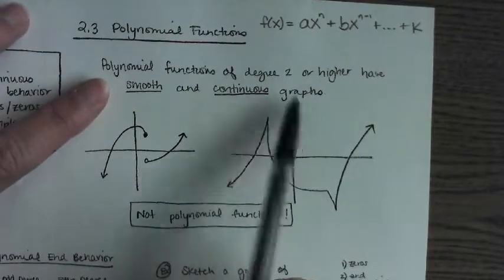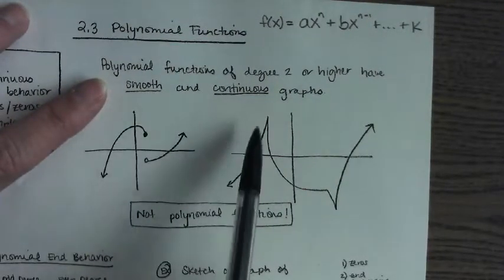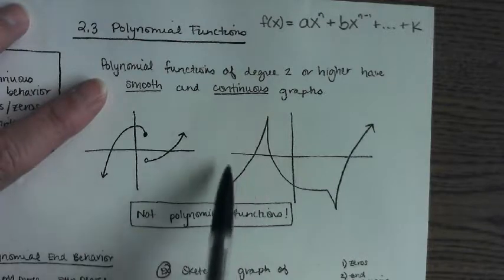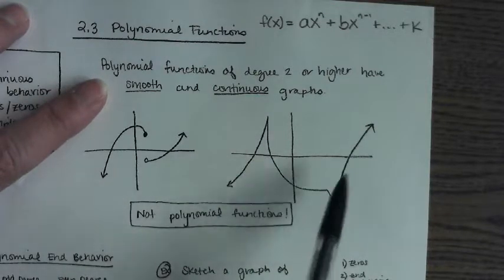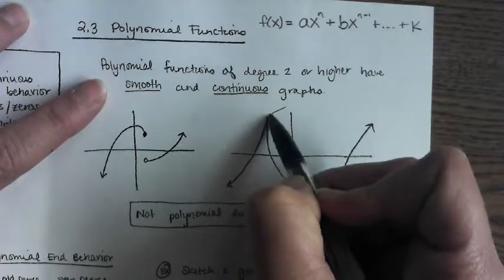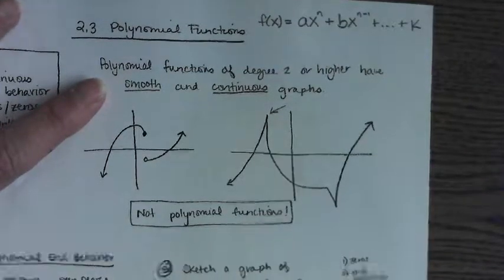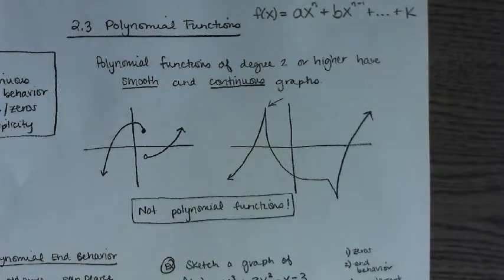So smooth means they don't have any of these sharp points. So this one is an example of something that's not a polynomial function because of that right there. If something comes to a sharp point, it is not going to be a polynomial function. It's not smooth there. So like your absolute value equations, that's really the one main one you're familiar with that's got a sharp corner point. That's obviously not a polynomial function.